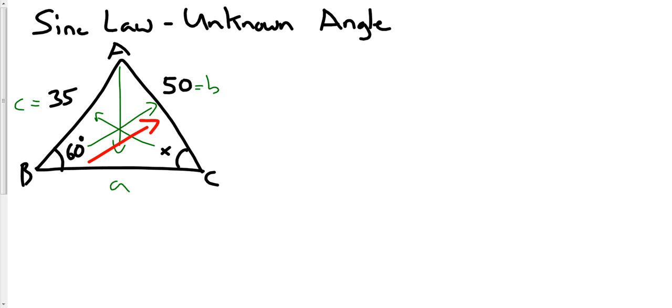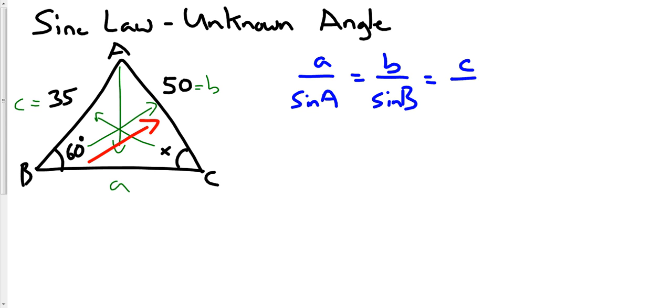Okay, so again, sine law is a over sine A is equal to b over sine angle B is equal to side length c divided by the sine of angle C. Now in this case, I'm looking for angle C. That's what I don't know. That's my unknown.